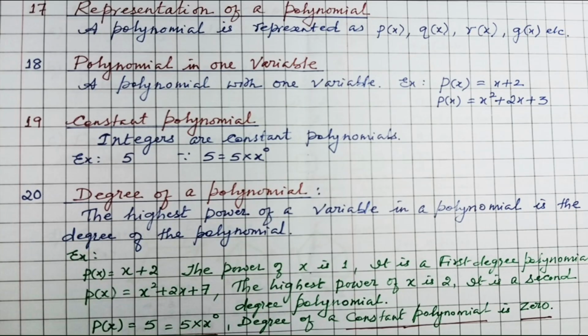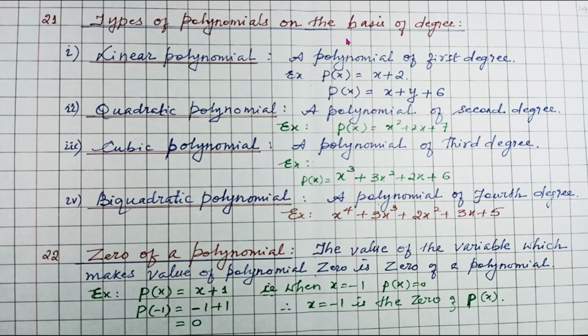Remember that. Now coming to the next discussion, the types of polynomials on the basis of degree. We have already learned the types of polynomials on the basis of number of terms as monomial, binomial, trinomial, and so on. Here we are discussing the types of polynomials on the basis of degree. Now a polynomial of first degree is called a linear polynomial. So p of x is equal to x plus 2 is a linear polynomial because it is a first degree polynomial. P of x is equal to x plus y plus 6 is also a linear polynomial, although there are two variables here. Because the degree is 1, it is also a linear polynomial.